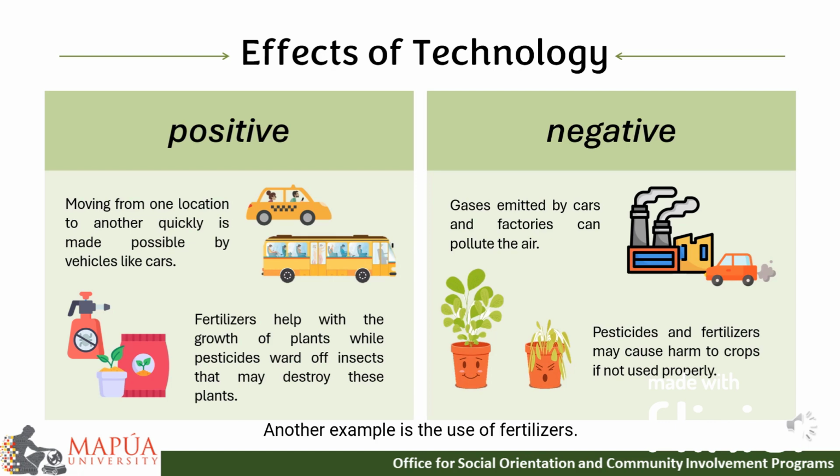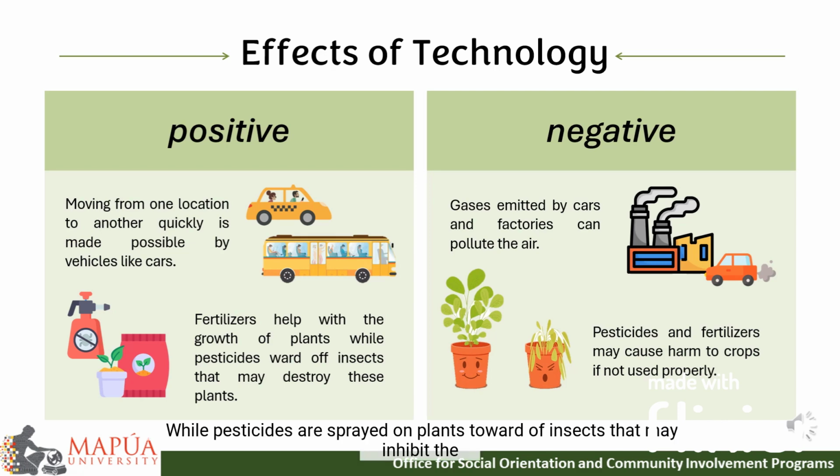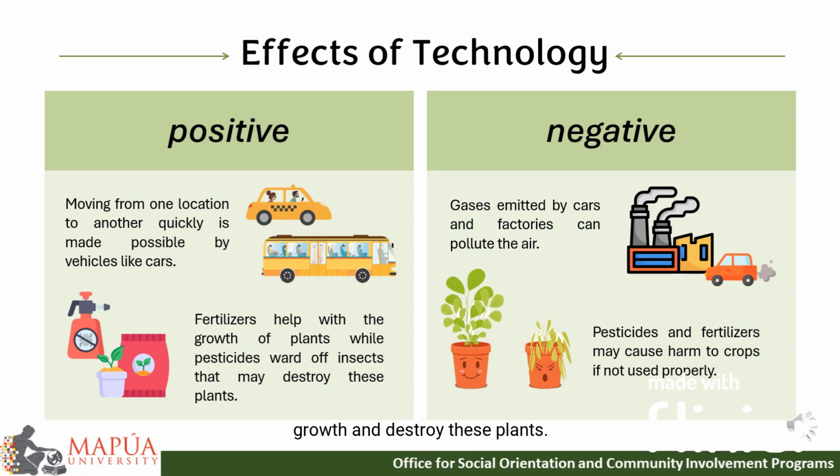Another example is the use of fertilizers. When seeds are planted, fertilizers are placed in the soil to provide nutrients for plants, while pesticides are sprayed on plants to ward off insects that may inhibit the growth and destroy these plants. However, if pesticides and fertilizers are not used properly, they might also cause damage or harm. Hence, when using technology, we should always be mindful of its effect towards the environment.